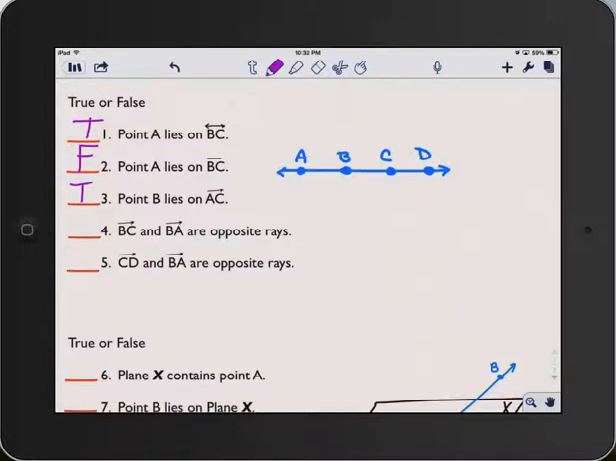For problem number 4, ray BC and ray BA are opposite rays. So let's look at the two rays. Ray BC has point B as an endpoint and goes to the right. Ray BA starts at point B and goes to the left. Because the two rays have the same endpoint and they go in opposite directions along the same line, the answer is true.